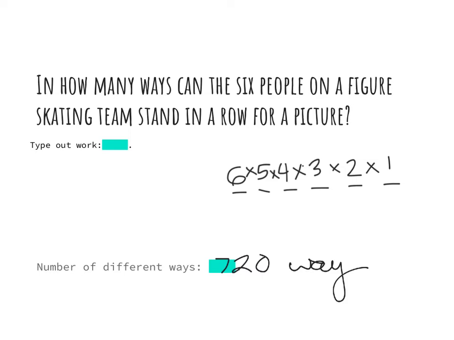Okay, so please make sure for typing out your work, I do want you to type out this 6 times 5 times 4 times 3 times 2 times 1 into where it says type out your work, and then the number of different ways, 720. Now remember, this is a permutation where the order matters, right? When someone stands in that first slot, it affects the number afterward, and whoever stands in that second slot, it affects the number afterwards. So in a permutation, the order is important.